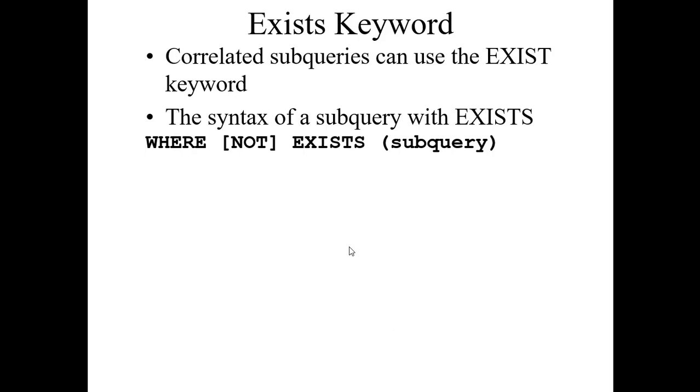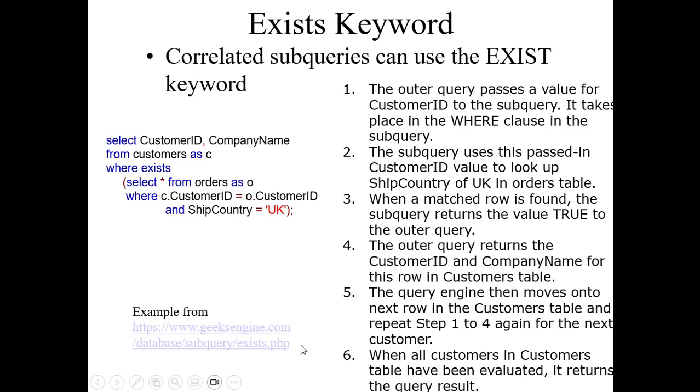Correlated subqueries can also use the exists keyword, and the syntax for this is where, not is optional, exists, and then a subquery. Here is an example I've gotten from Geek Engine that has an exists. So we have where exists. The subquery is just pulling records. Notice I don't need to match columns when I use exists. It's saying, is there a record for this certain customer?